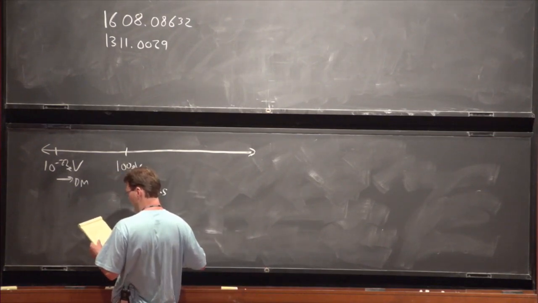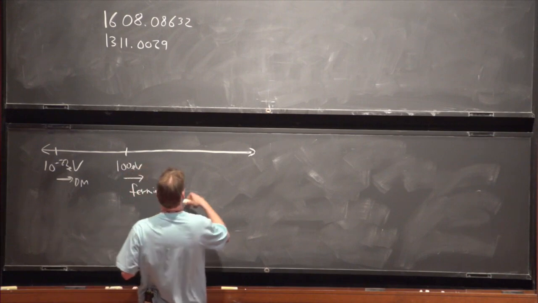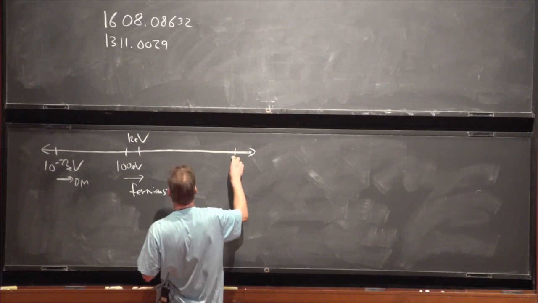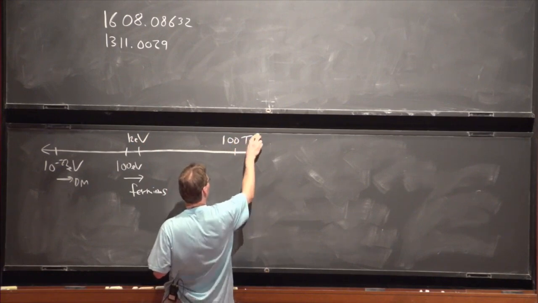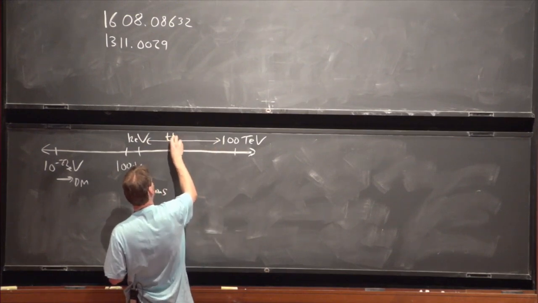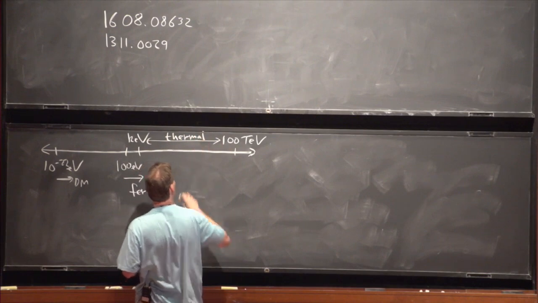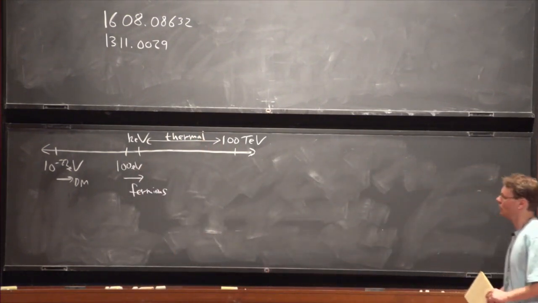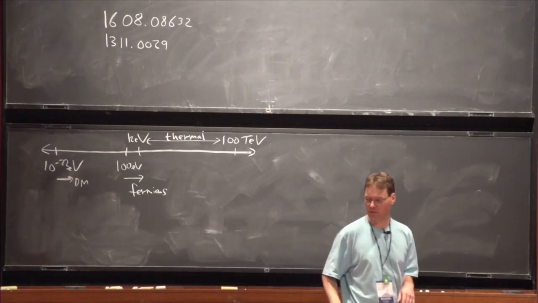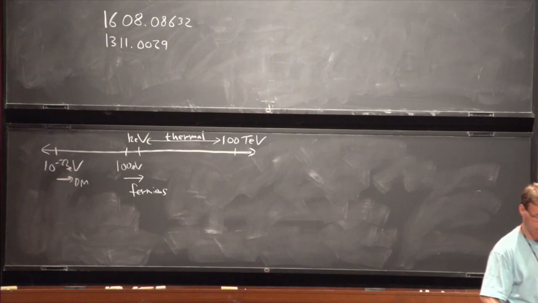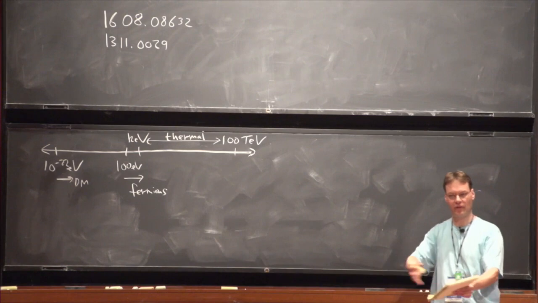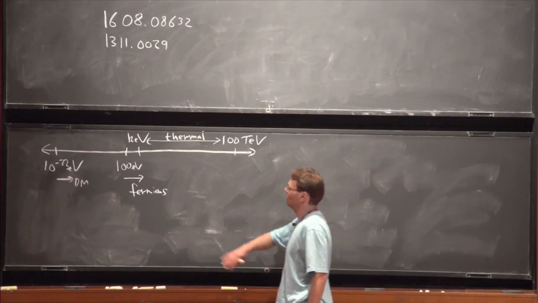Then we can ask, there's another scale, roughly keV up to 100 TeV. So on this scale would be thermal dark matter. If you have dark matter that is in thermal contact with the standard model in the early universe, so in the very early universe, the universe was hot, the dark matter is perhaps annihilating to standard model particles and vice versa. That's how freeze-out works.